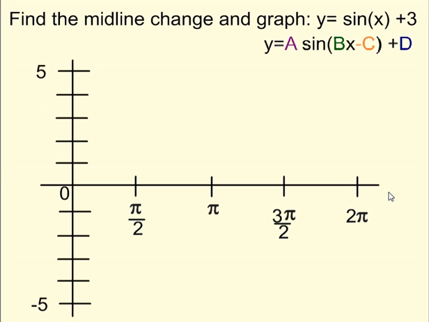Okay, so let's actually follow those instructions. For the first step, when we look at our function, the first thing that we want to do is identify and draw your midline. The midline comes from the d value. Notice that d is all the way at the end of our function, and in this case, it's a positive 3. So we're going to draw in our midline at positive 3. So 1, 2, 3.